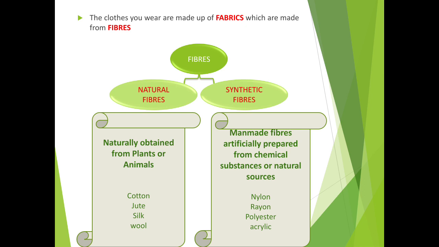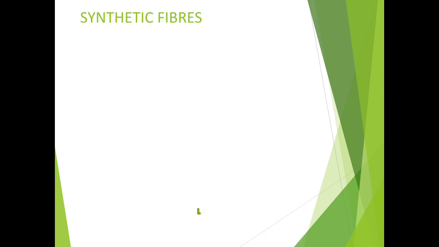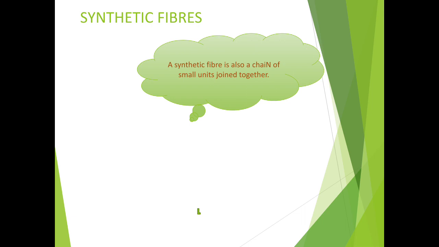So, the fibers are basically classified into two. One is natural fiber and the other is synthetic fiber. The natural fibers are obtained from plants or animals, while the synthetic fibers are obtained from chemical substances or natural sources other than plants or animals. And now we are going to synthetic fibers in detail. The synthetic fiber is also a chain of small units joined together.